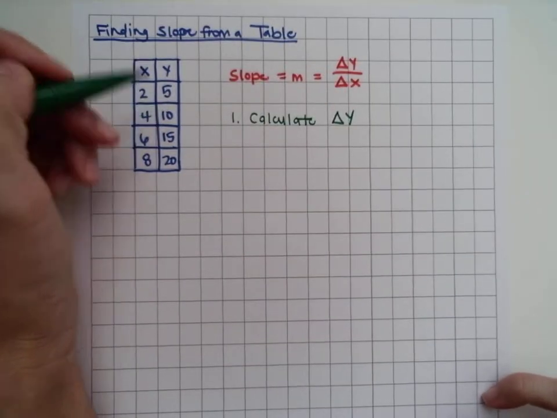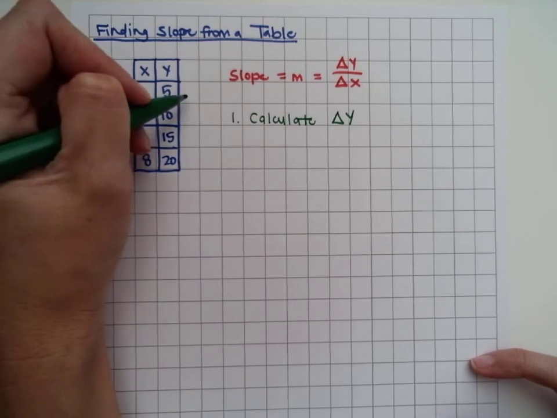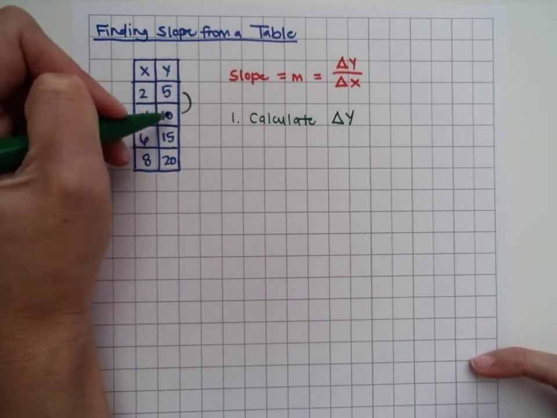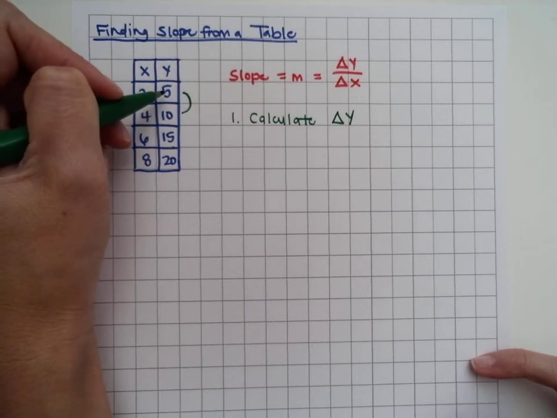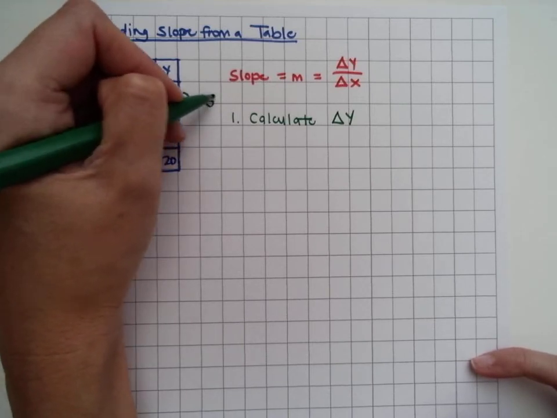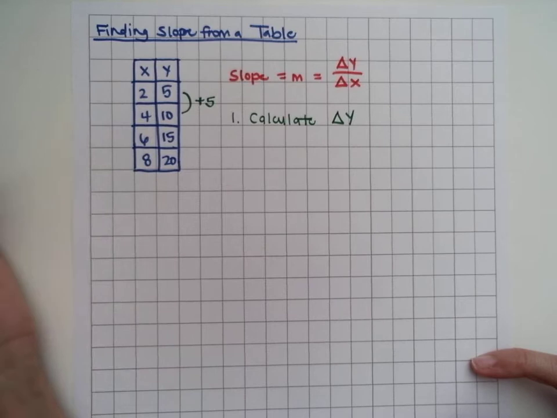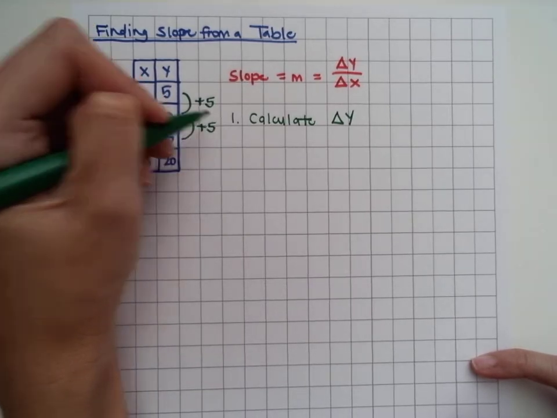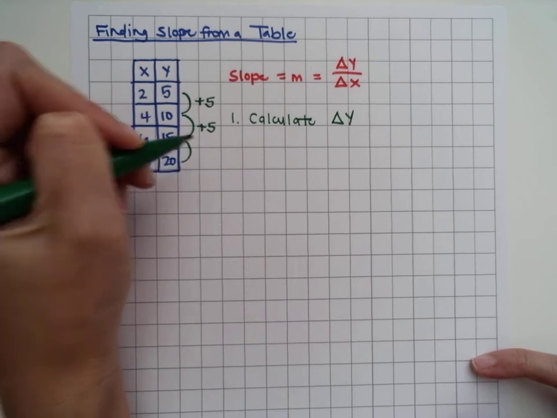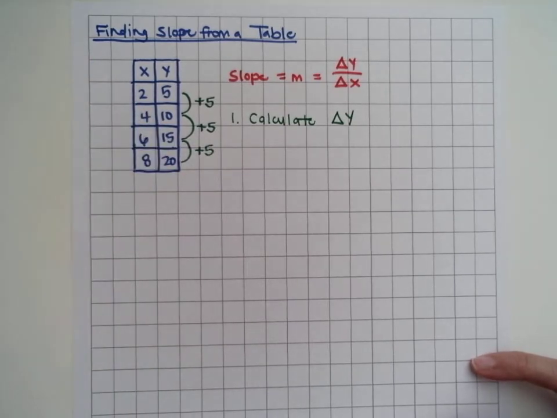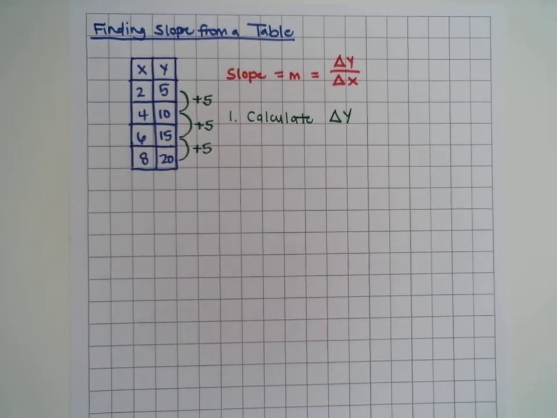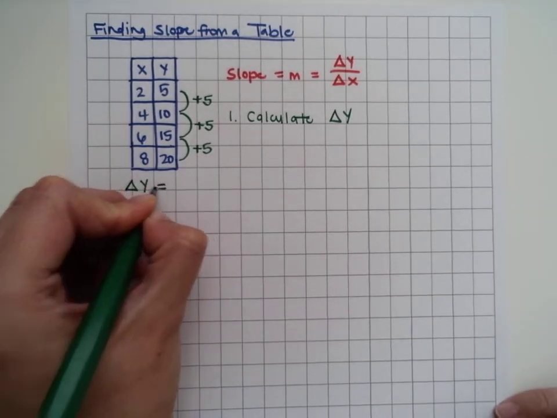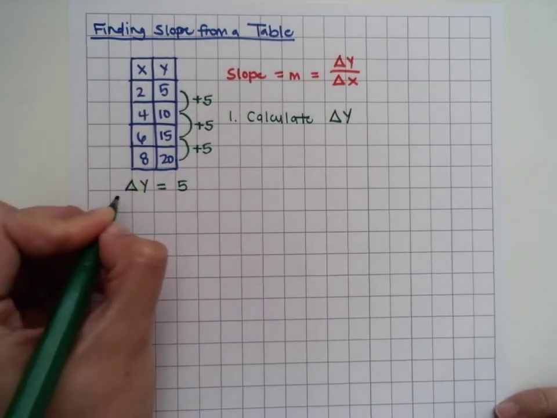So we're going to look at the y values, and we're going to see what we do to y to go from 5 to 10. What do we do? We add 5. If we add 5, 5 plus 5 gives us 10. And if we have 10 to get to 15, we add 5. From 15 to 20, we add 5. So our change in y equals 5.